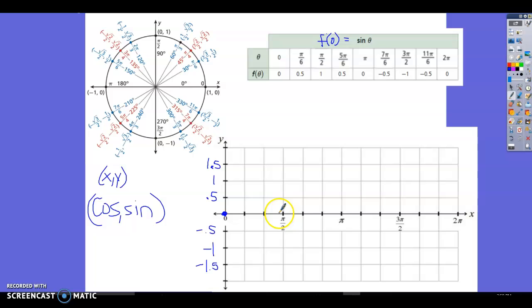All right, if we know that that is 1, so at pi over 2, I have a point at 1. 5 pi over 6 is not on here, but pi is, so pi is back at 0. And then 3/2 pi is at -1. And then you can see 2 pi is back at 0. All right, so that gives us enough points to sketch the curve.